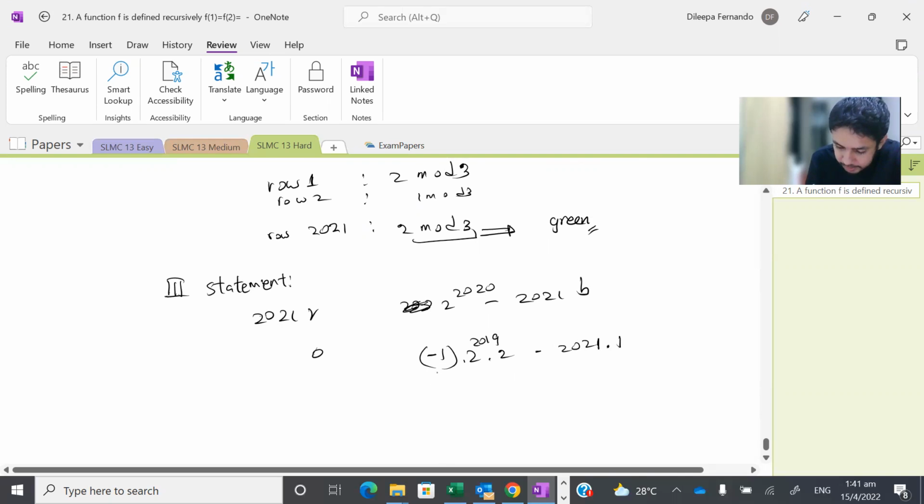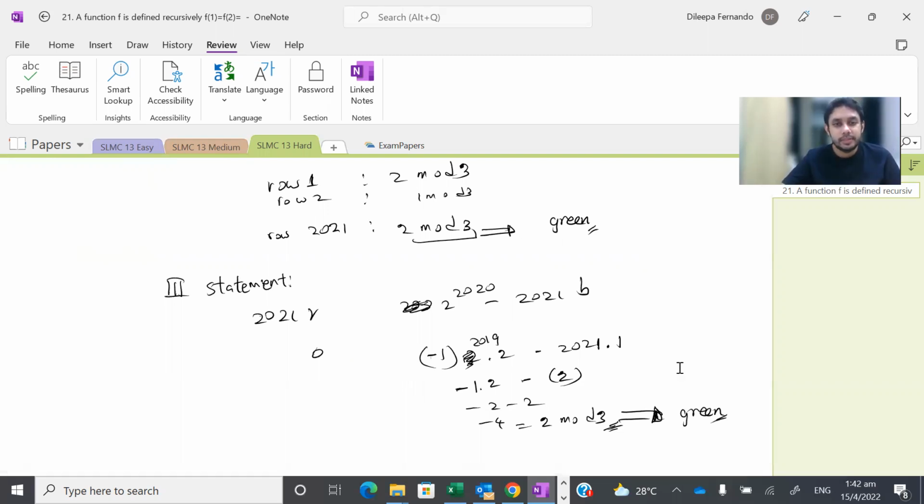So here it's minus 1 to the power 2019. So this is again minus 1 into 2 minus, 2021 is 2 mod 3, minus 2 minus 2 minus 4 equals 2 mod 3. So you can see that in this case also first row is 2 mod 3. In the case before also first row is 2 mod 3. We can eventually prove that the topmost row becomes green.